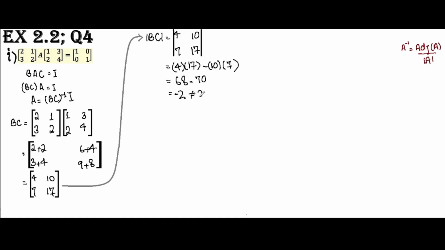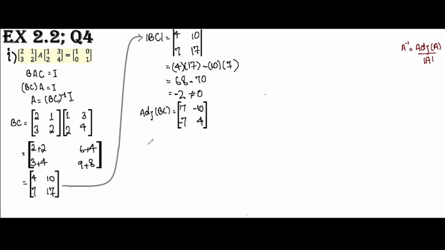As it is non-singular, so now we are going to find its adjoint. Adjoint of BC equals to, why are we finding adjoint? Because we have to find inverse, and to find inverse, we need adjoint of a matrix and determinant of a matrix. We have the determinant, but we have to find the adjoint. So how to find adjoint of a matrix? We are going to interchange the diagonal entries, and we are going to change the sign of the non-diagonal entries. So 17 and 4 will be interchanged, and we are left with the non-diagonal entries, so we write them as minus 7 and minus 10. So this is adjoint of BC, this is determinant of BC.